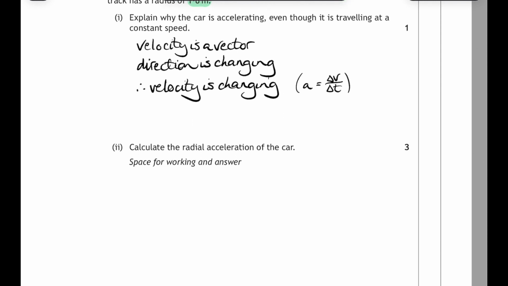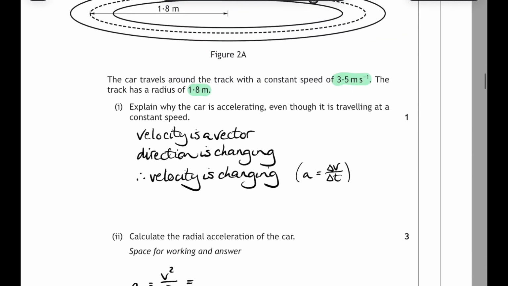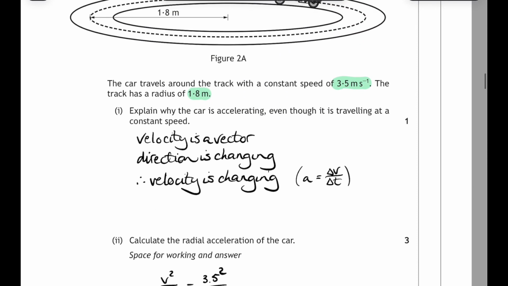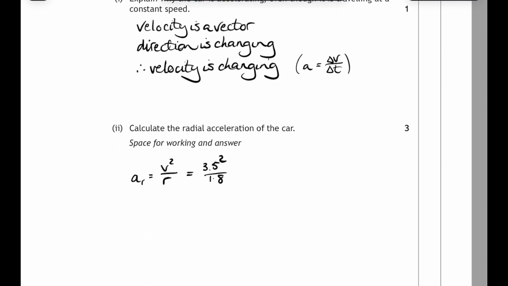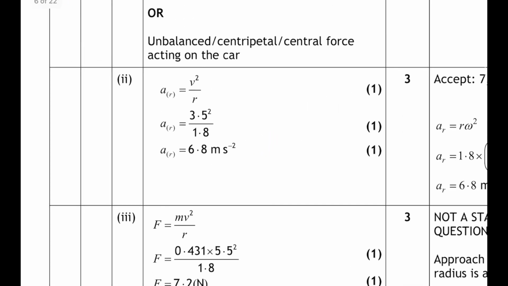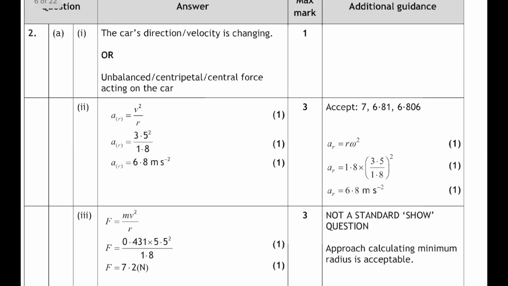Calculate the radial acceleration of the car. Straight to your relationship sheet. There's the relationship for radial acceleration. So it's v squared, that's 3.5 squared, over the radius, which was 1.8. Nice and easy. Standard 3 marker here, and you'll get an answer of 6.8. Watch your units. It's a linear acceleration towards the centre of the circle, the radial acceleration. 6.8 meters per second squared. And there's the SQA marking instructions, pretty much exactly what we've got there.